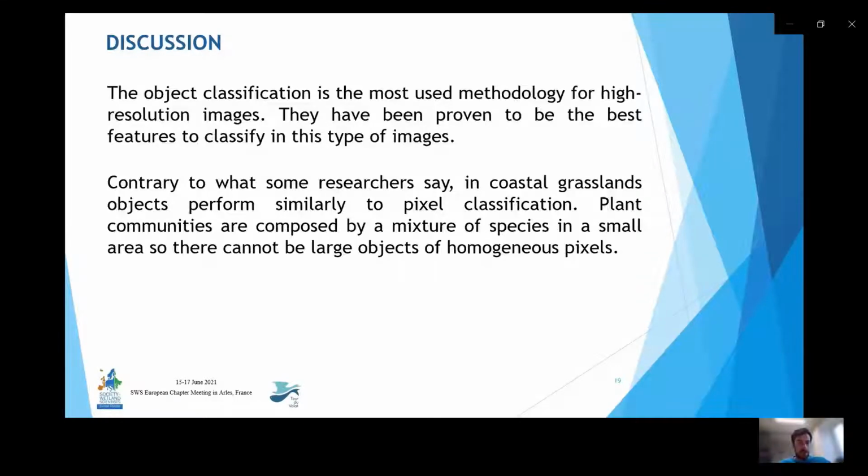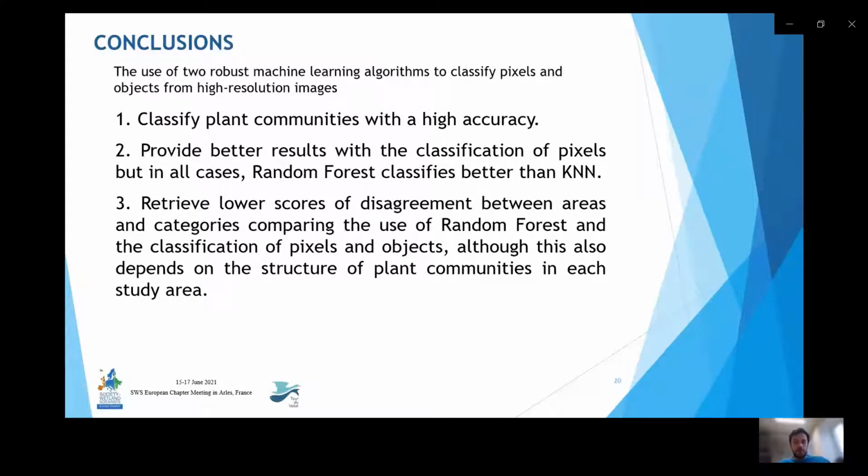Then we can conclude that the use of two robust machine learning algorithms to classify pixels and objects from high-resolution images classifies plant communities with a high accuracy, and provides better results with the classification of pixels, but in all cases, random forest classifies better than KNN, and retrieves lower scores of disagreement between areas and categories comparing the use of random forest and the classification of pixels and objects, although this also depends on the structure of plant communities in each study area.